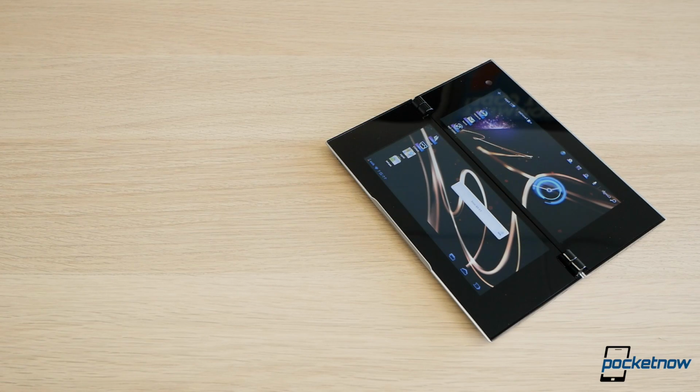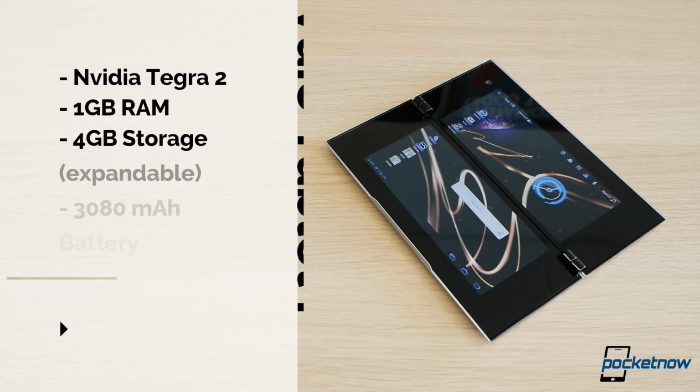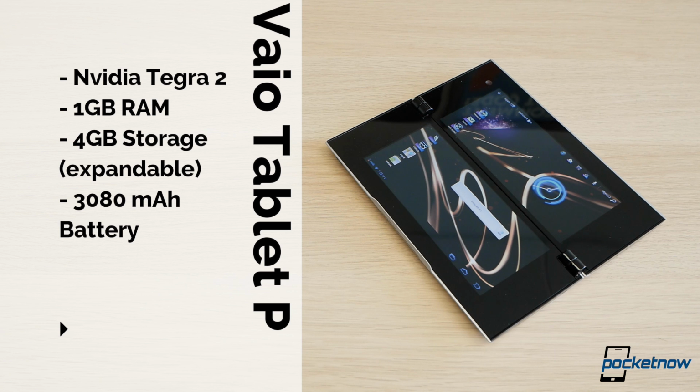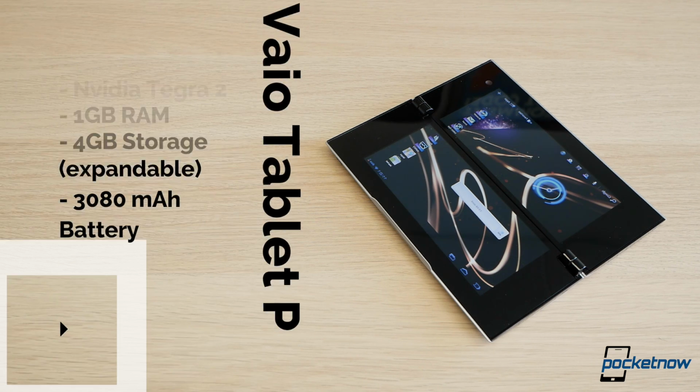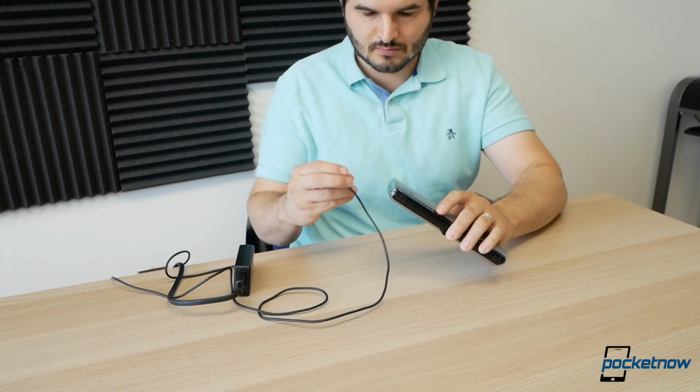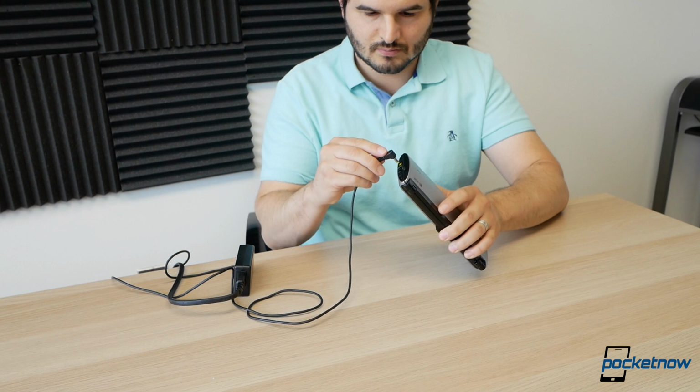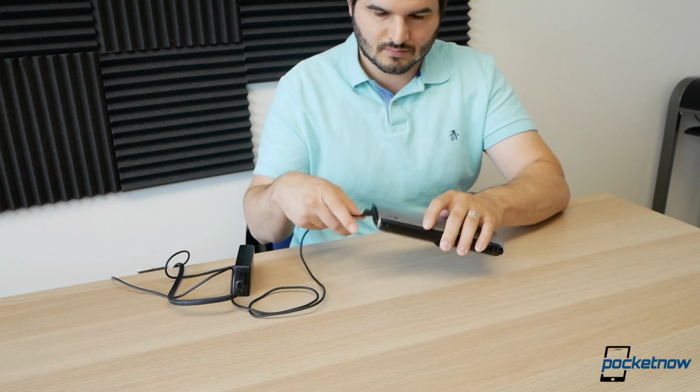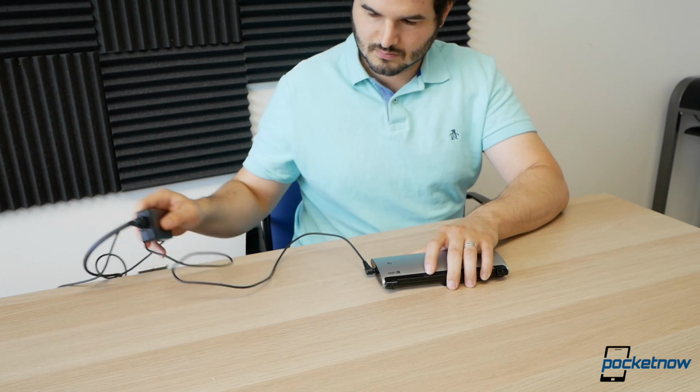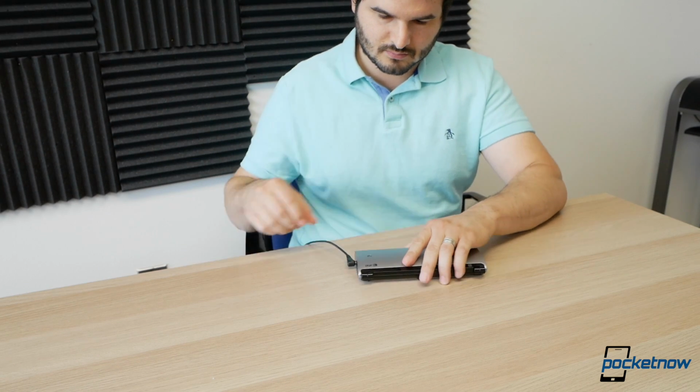In terms of specifications, the Sony Vaio Tablet P has an NVIDIA Tegra 2 dual-core CPU. It also had 1 GB of RAM and 4 GB of expandable storage, plus it had an embedded SIM card, in this case on AT&T, where you could get AT&T 3G. The battery is around 3,000 mAh and charges with a proprietary barrel charger, and the standby battery life on this device isn't really that good. This was when Android really wasn't optimized like it is today for battery life and standby battery life.